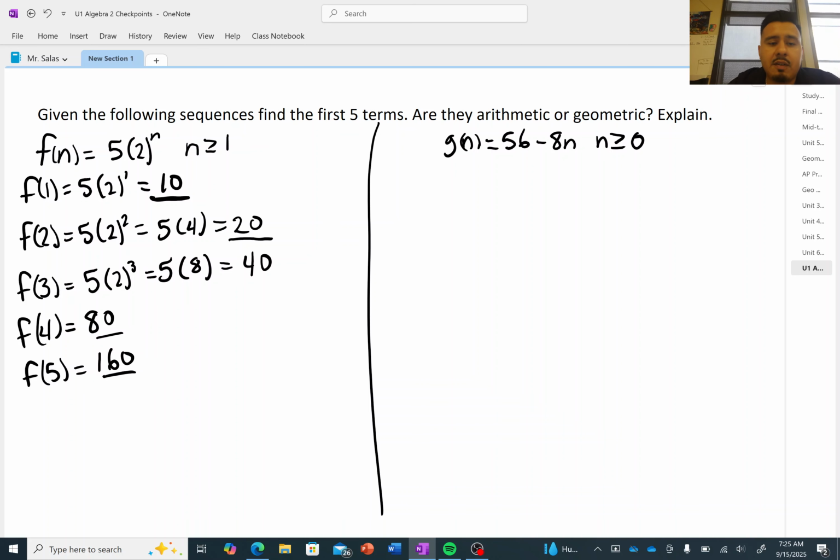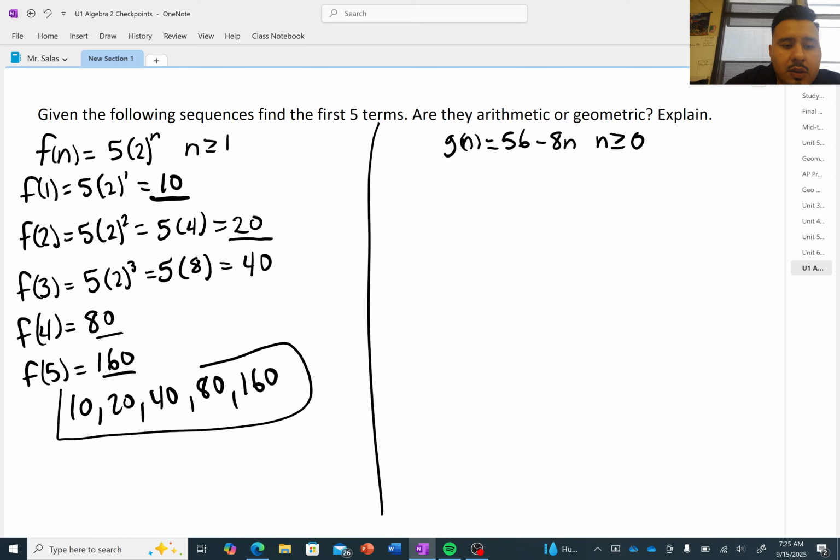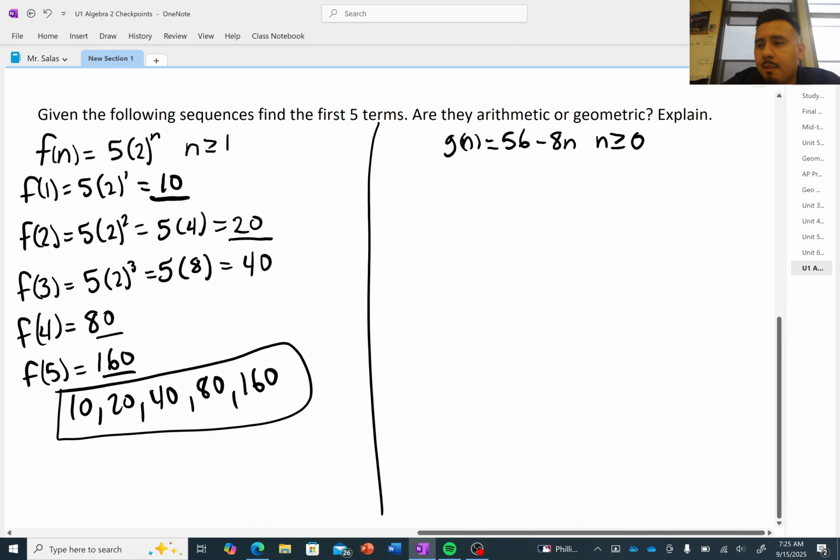We have our first 5 numbers. We have our 10, 20, 40, 80, 160. Okay, these are my first 5 numbers. I'm not done though. I have to explain whether they are arithmetic or geometric, okay? All right, so let's look at my other sequence.